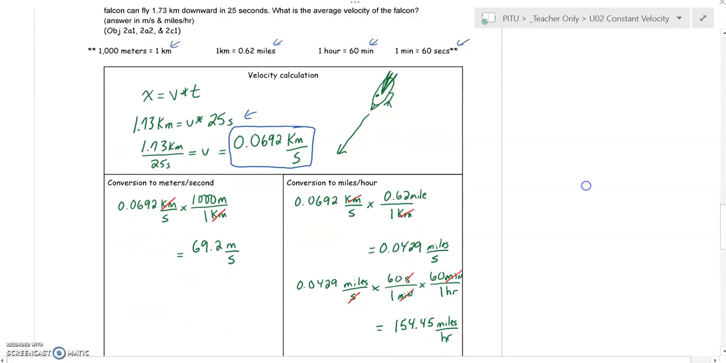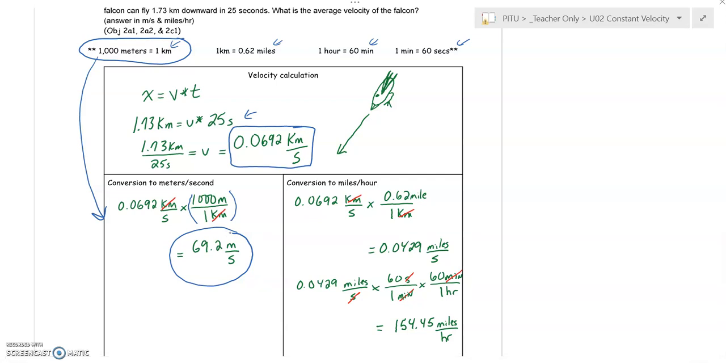We have to convert. So we need to convert those kilometers into meters. So we use this conversion factor here. 1,000 meters is equal to 1 kilometer. So basically, we put 1,000 meters over 1 kilometer, and we multiply it. Kilometers cancel, and we get that this is the same speed as that, right? It's just in a different unit. That's 69.2 meters per second. Wow, that's like most of a football field in a second.